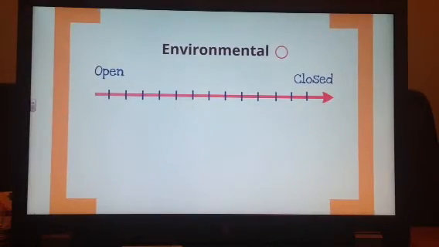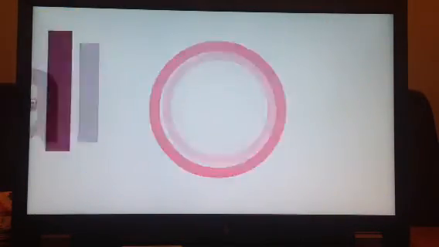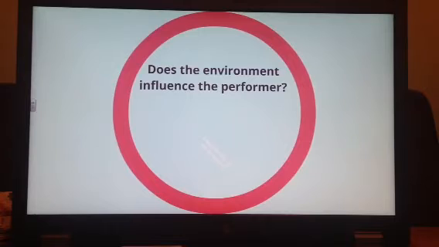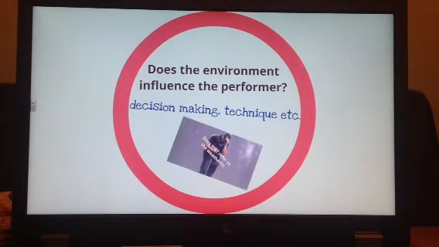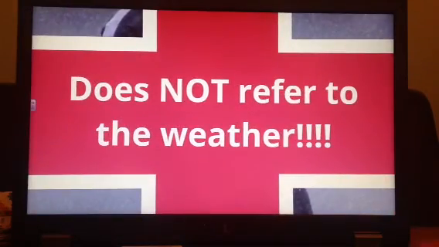The next continuum is the environmental one. And the key question we ask ourselves here is, does the environment influence the performer? Now, when we talk about the environment, we're talking about decision making, we're talking about technique. We want to know, does the influence of defenders or attackers and where they're positioned, does that influence the choice of technique that you make? Now, a key point to make here is I'm not referring to the weather. So we're not talking about the wind and the rain, how that might change your decision. We're talking about how performers, how other defenders, for example, change the decisions that you make. Not talking about the weather.